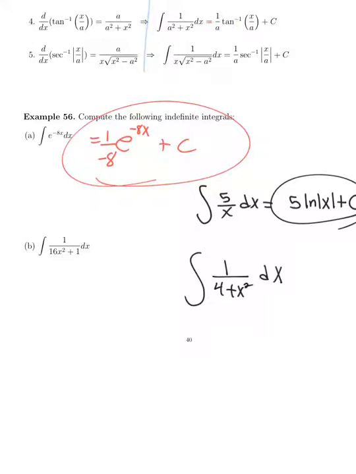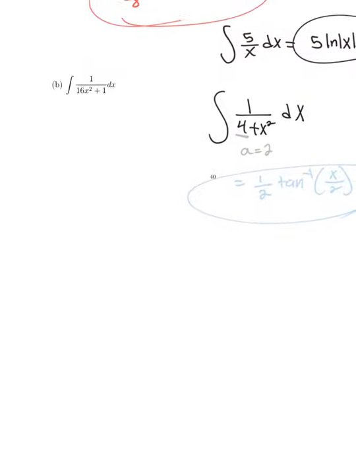So in this case, what I have here, let me highlight it, my 4 is now my a squared. So if that's the case, then my a is actually 2. So then this antiderivative would be 1 over 2 tangent inverse of x over 2, plus the constant, of course. Okay, so now that's a lot of information going on, definitely a lot. But let's do that part B.